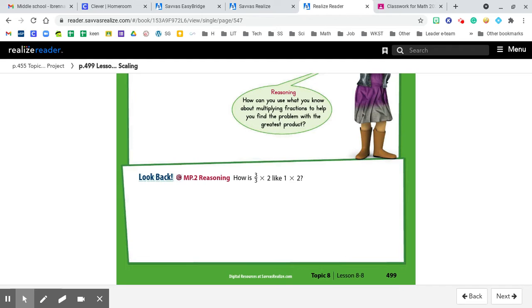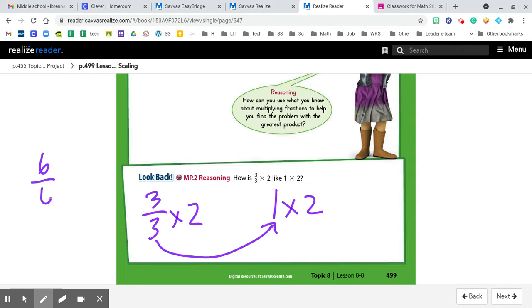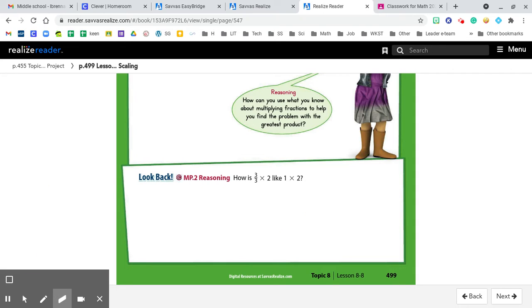So how is 3 over 3 times 2 the same as saying 1 times 2? Well, 3 over 3 equals 1. 6 over 6 equals 1. 7 over 7 equals 1. 101 over 101, they all equal 1. That's another way of showing 1. And we know that because when we do subtraction of fractions and we borrow, we bring over fractions that look like that, with the numerator and the denominator the same number.